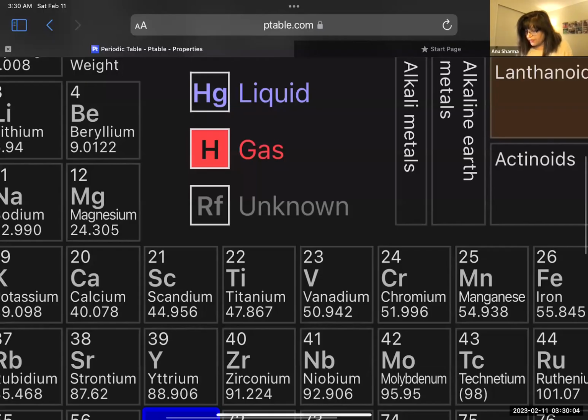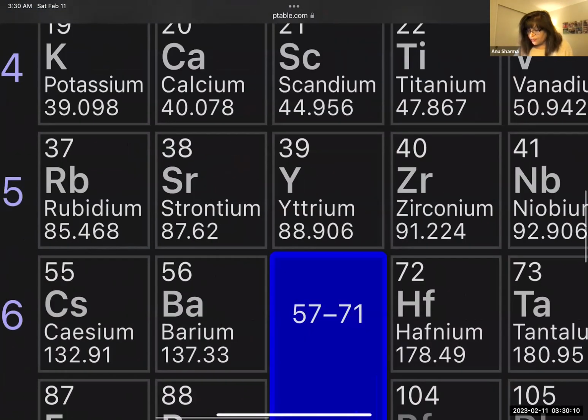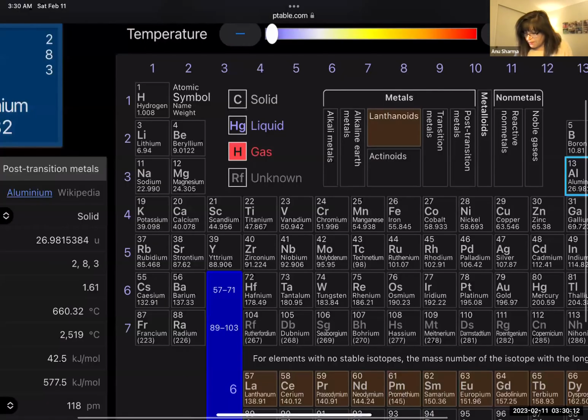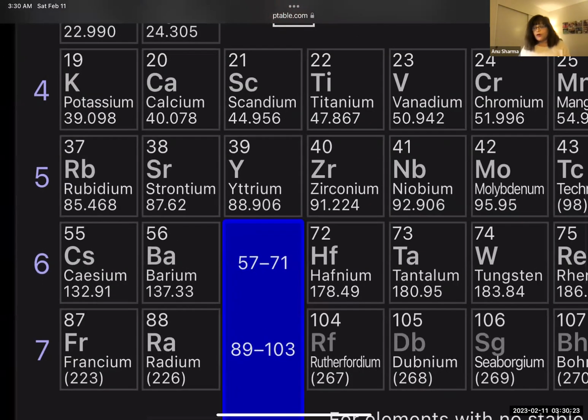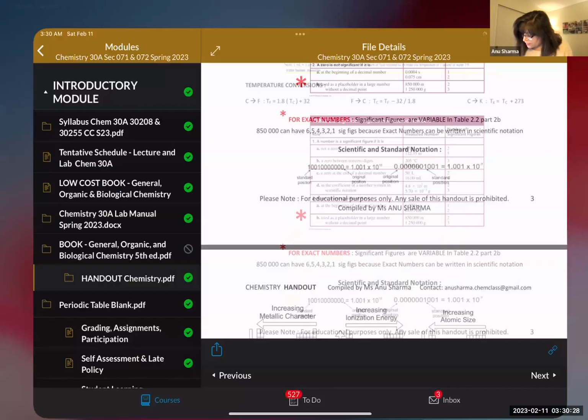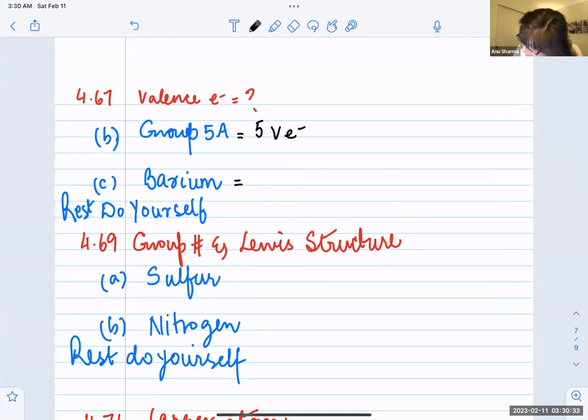Here you look at the periodic table: beryllium, magnesium, calcium, strontium, barium, radium. How many valence electrons are there? Barium is in the sixth row, so 6, and it is in the S block, the S2 block. So barium is 6s2, so it has 2 valence electrons.